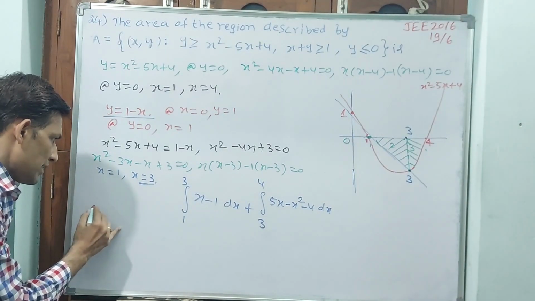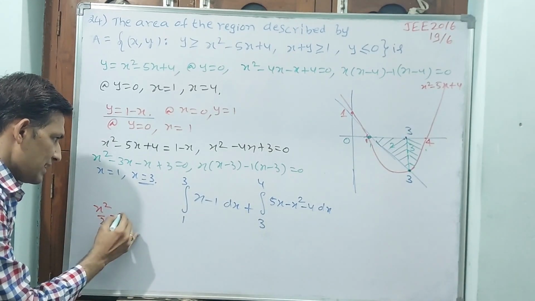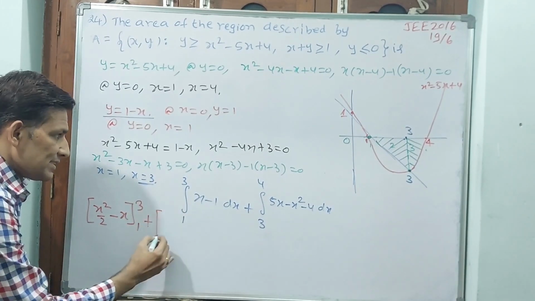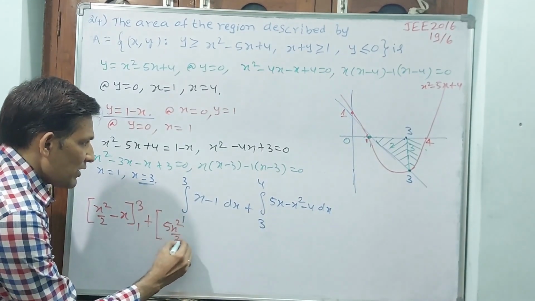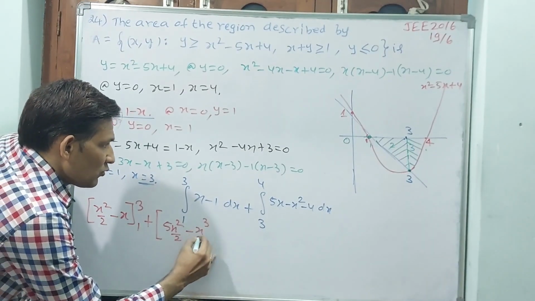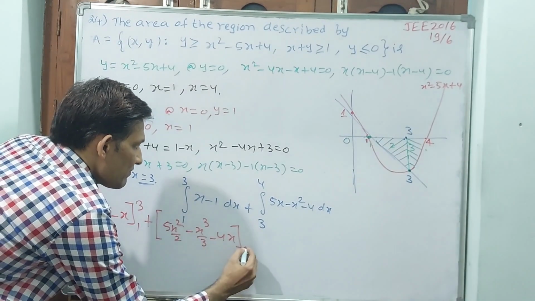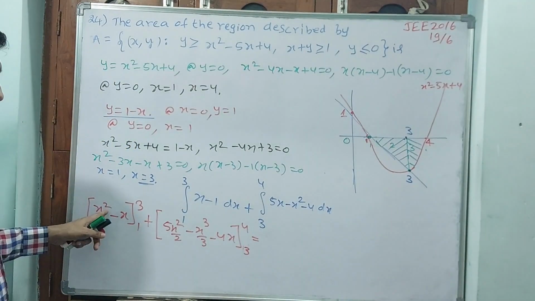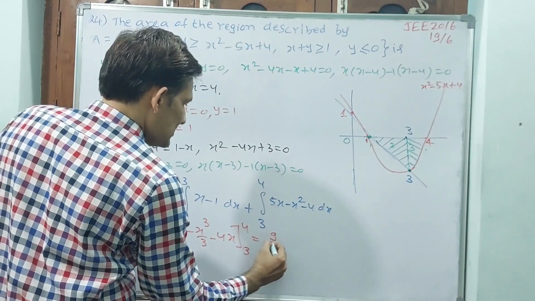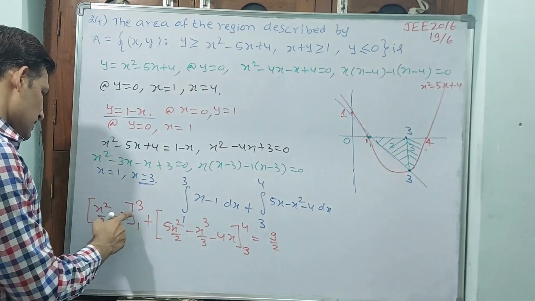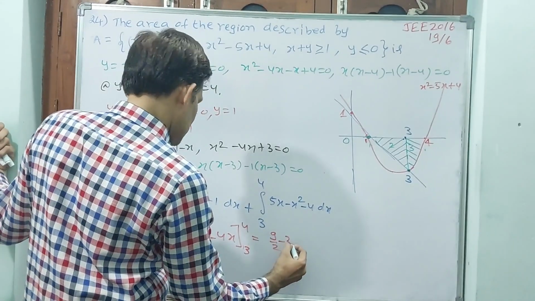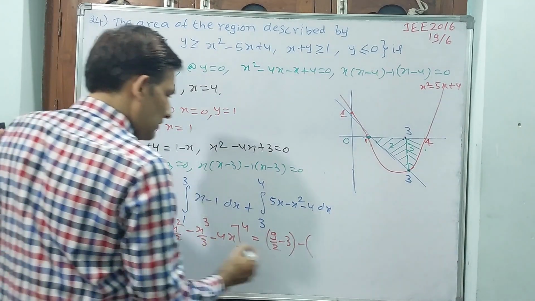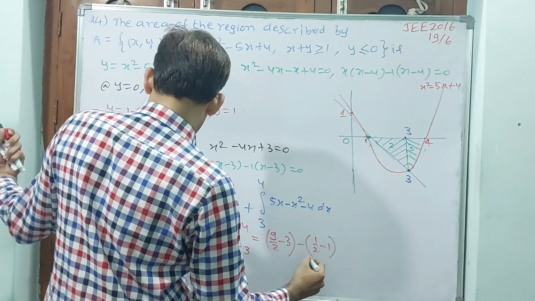Write down x square by 2 minus x from 1 to 3, plus 5x square by 2 minus x cube by 3 minus 4x from 3 to 4. See, 3 square is 9, so 9 by 2 minus 3, this is upper limit minus lower limit, 1 by 2 minus 1.